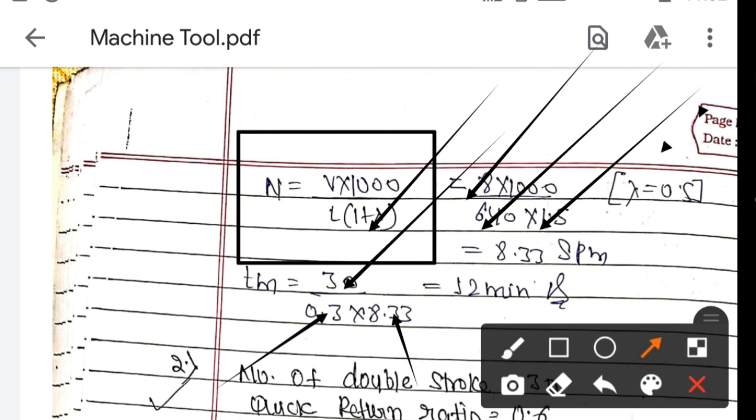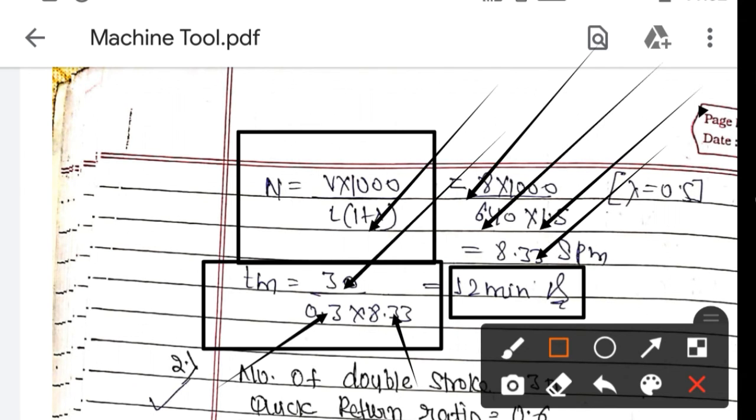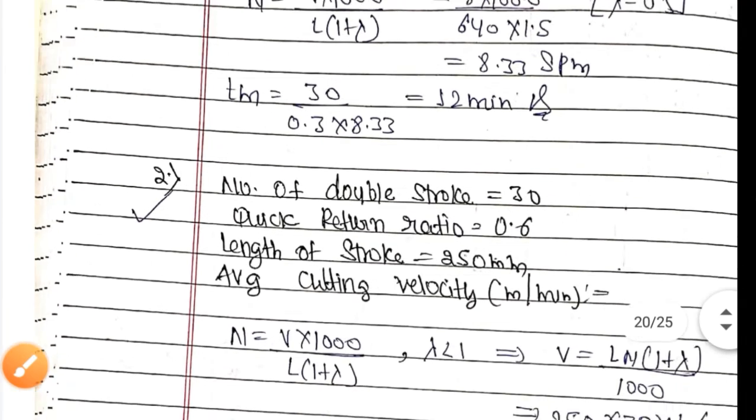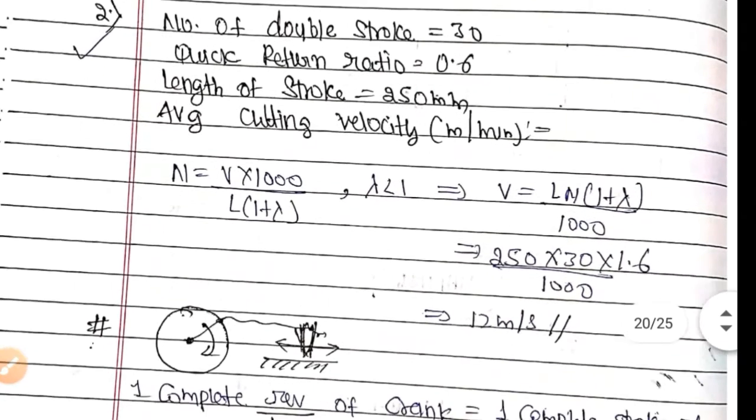The N will be 8.33 strokes per minute. So just substitute this into the machining time formula, and you will get the machining time as 12 minutes. So this will be your answer. Okay, so I hope you got it. If you haven't, then please repeat the video and watch it.